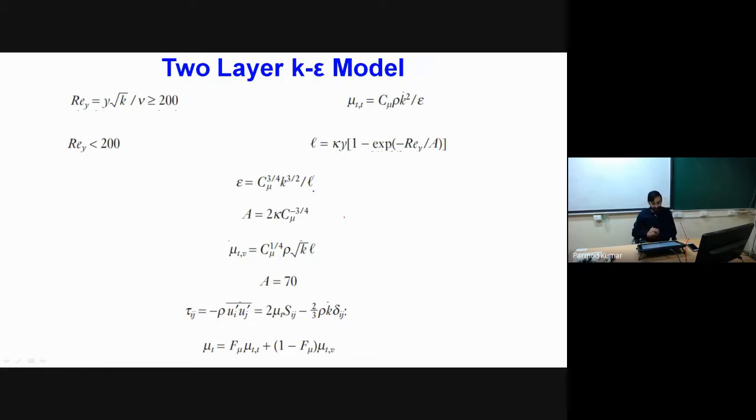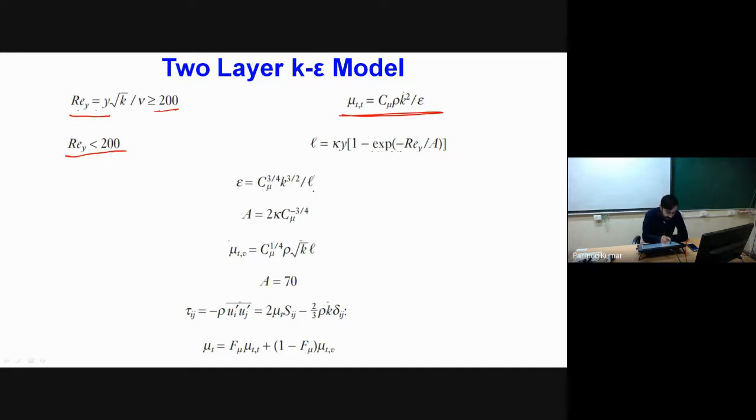The next part is called the two-layer K epsilon model. This two-layer K epsilon model takes care of the significant rise in the value of epsilon in the near wall region. In this model, we write the Reynolds number as y times square root of k by nu. If it is greater than 200, then we use this particular formulation for turbulent viscosity, which is similar to that of the standard K epsilon model.